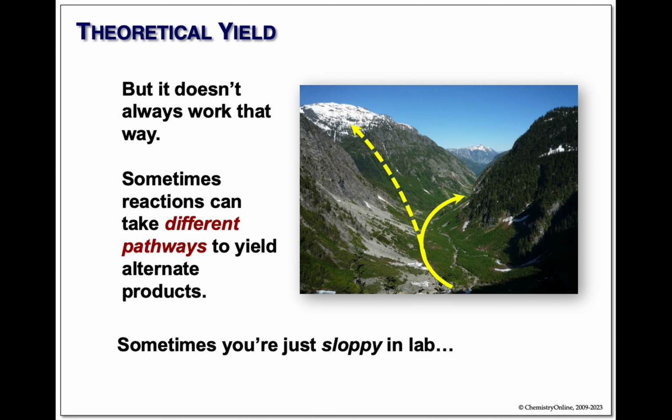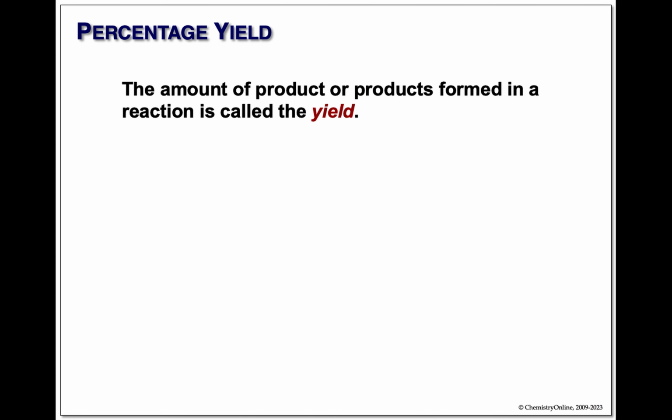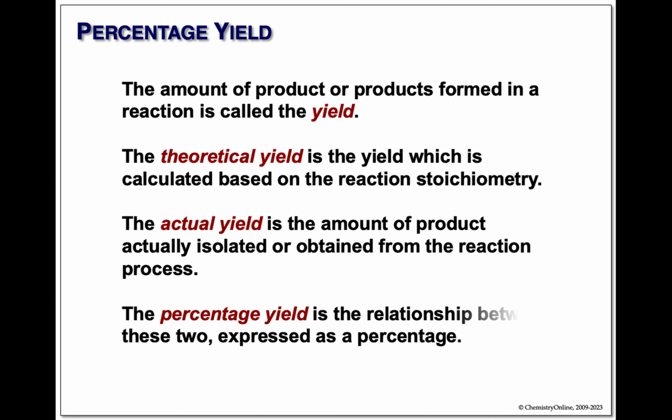Sloppy lab work or alternate pathways. Nonetheless, what you expect to get, what is a yield. Theoretical yield is what we calculate. Actual yield is what's left after somebody sneezes. Percentage is just the ratio of the actual to theoretical multiplied by 100. Simple percentage.